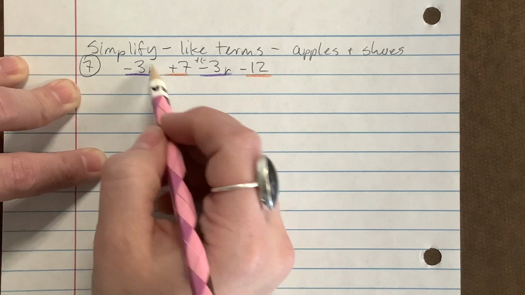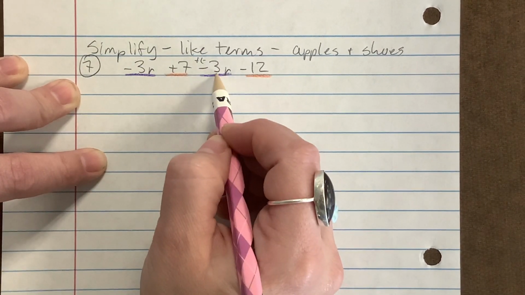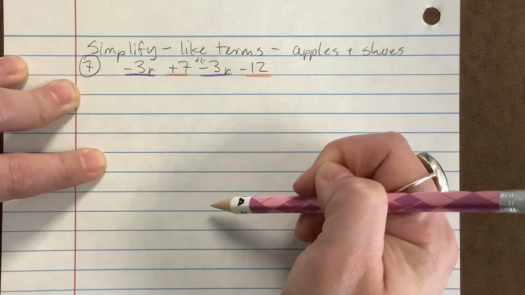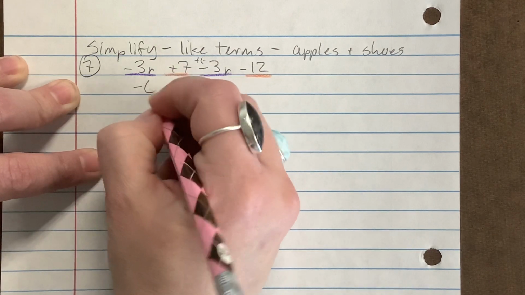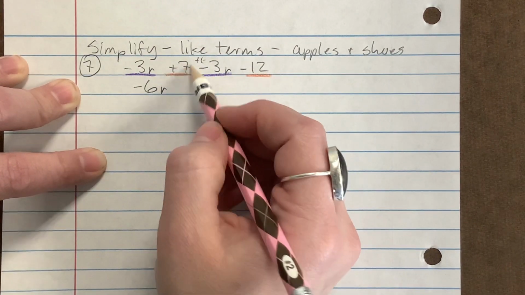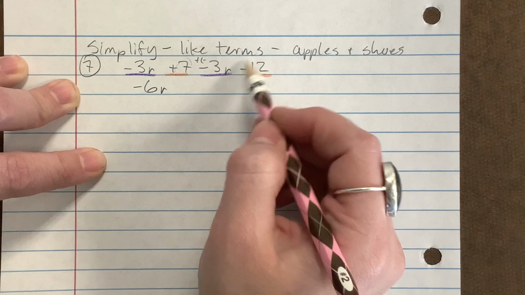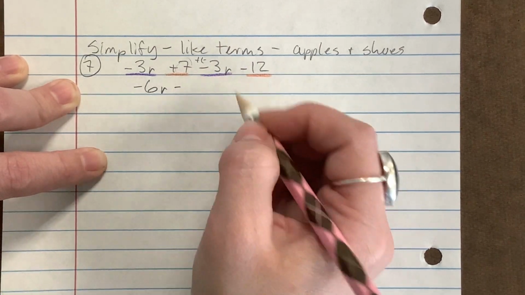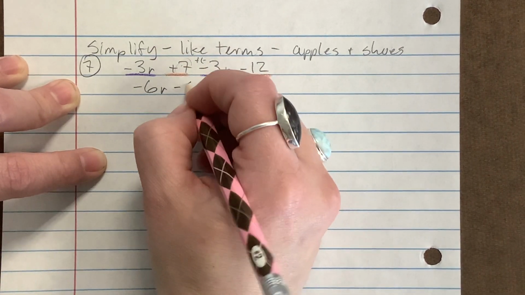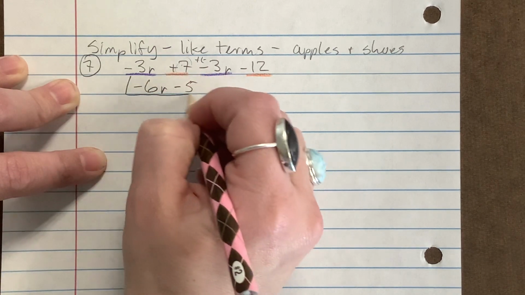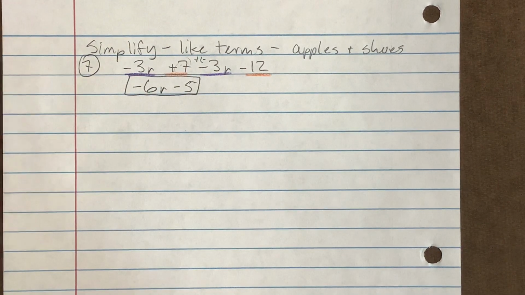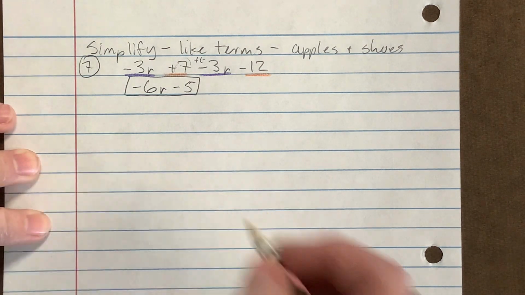Okay, so we've got -3r and a -3r. So at -3, we're going to go down 3 more. So that's -6r. And then 7 and -12. The bigger number is negative, and then the difference is 5. Okay. Plus the next section is pretty much the same thing. It was adding linear expressions.